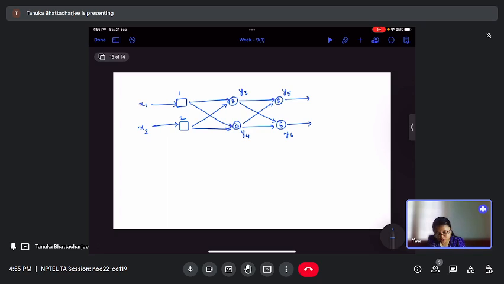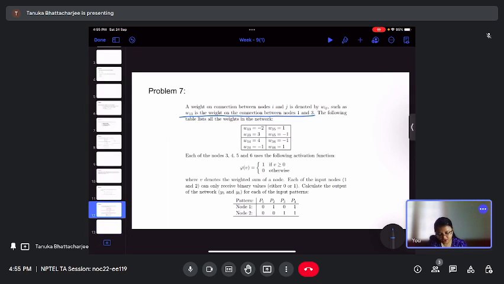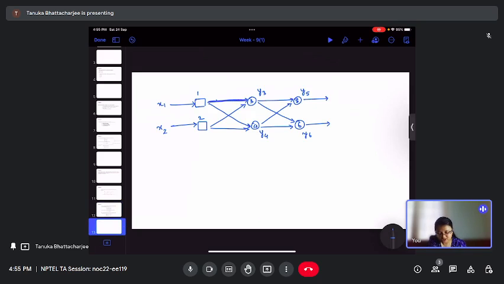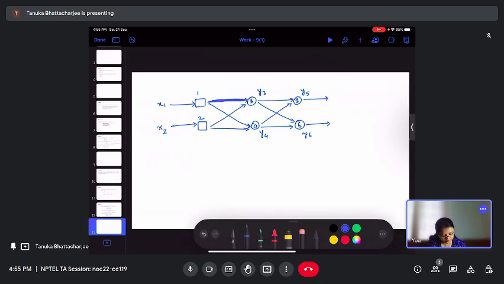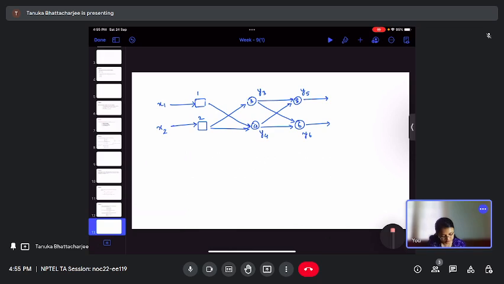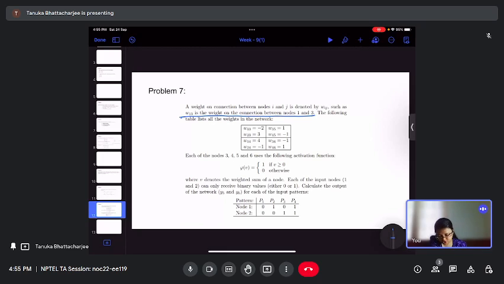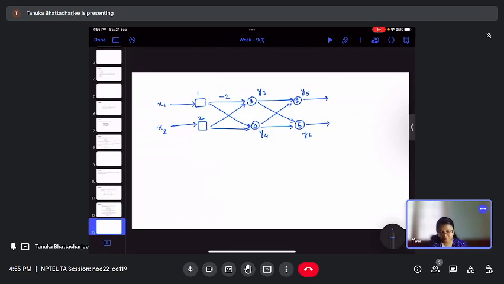So this particular connection is the connection joining node 1 to node 3. Here it is said that W13 is the weight on the connection between nodes 1 and 3. So W13 is the weight on this particular connection. As you see, the W13 value is -2. So this weight is -2. Let us write down all the weights on the network itself. That will be easier for further computation.